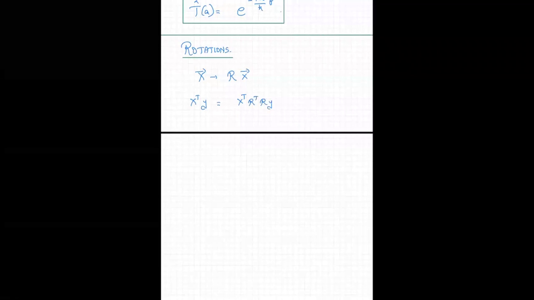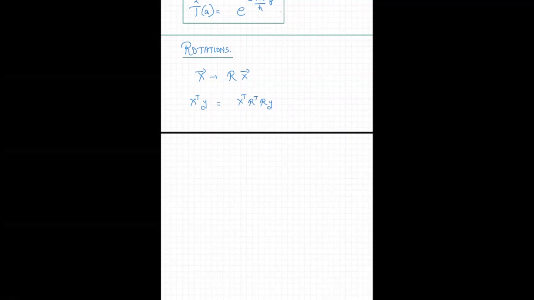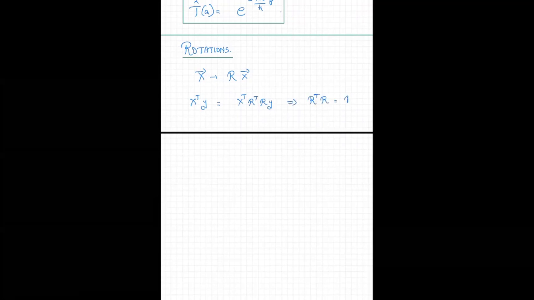So what is this? This is x. This is going to get transformed to x transpose R transpose, and y is going to get transformed to R times y. And if the left-hand side and the right-hand side are to be the same, then we obviously require that the transformation satisfy the property R transpose R is the identity operator. Okay.